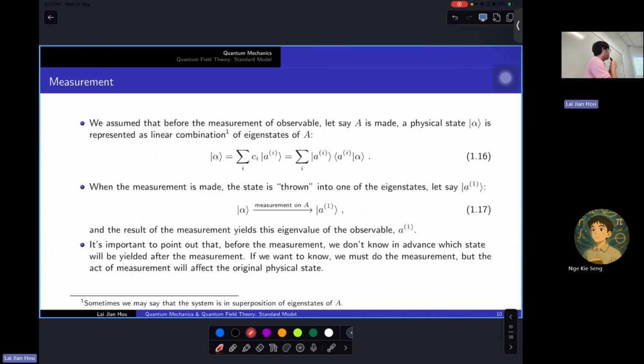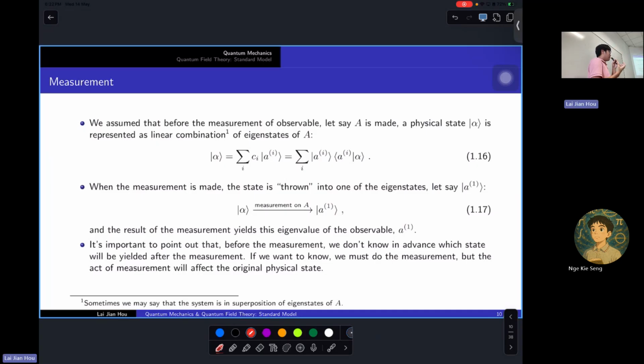Next, we should talk about some measurement. Let's say we have an observable A. We want to measure it. The observable A can be the momentum, or the position, that we want to measure on a system. Let's say it's a particle.